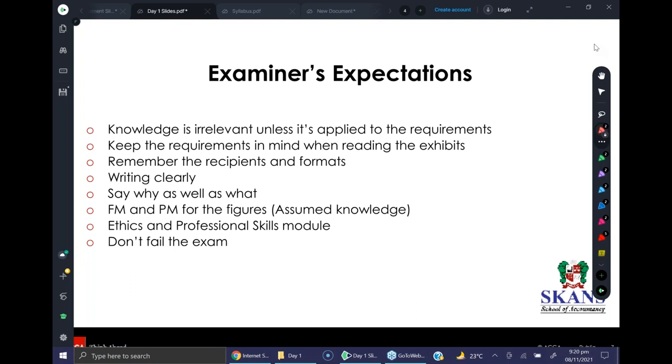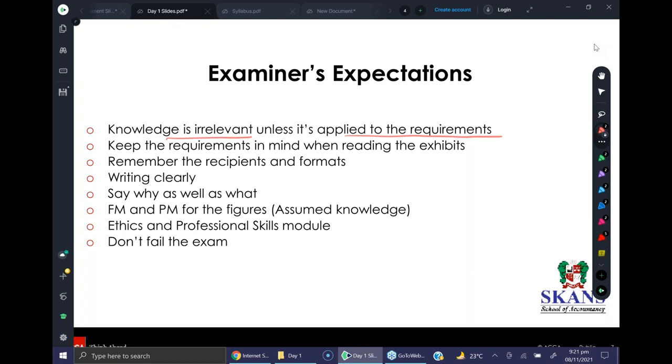So the first thing is, examiner says that knowledge is irrelevant unless it is applied to the requirements, which means that stating straight technical knowledge by itself scores no marks in SBL unless you link it with the specific situation of the company that is given. So simple, straightforward knowledge or definitions or explanations will get you no marks. I'm not saying they will get you less marks, they will actually get you no marks, the definitions and basic theory.